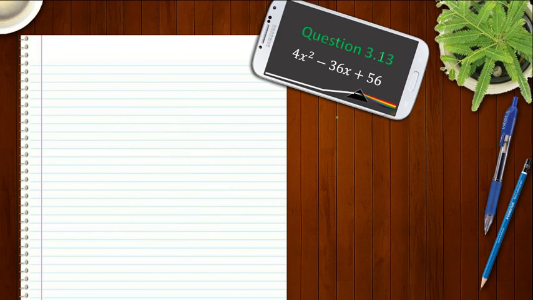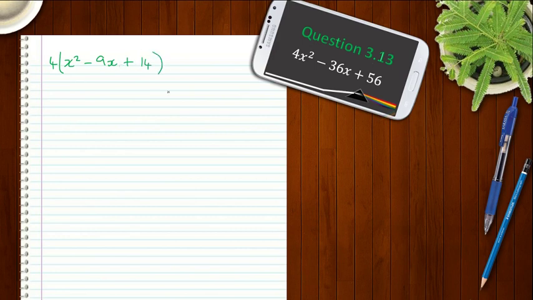Okay, now we have this. Now, see, we can take out a common factor of 4. We saw in a previous example that 4 times 14 gives me 56. So taking out a 4, we have x squared. And then 36 divided by 4 is 9. So minus 9x. And then plus 14.